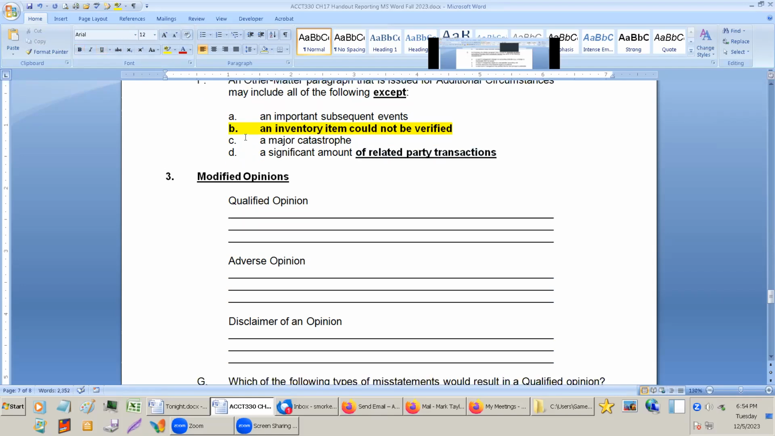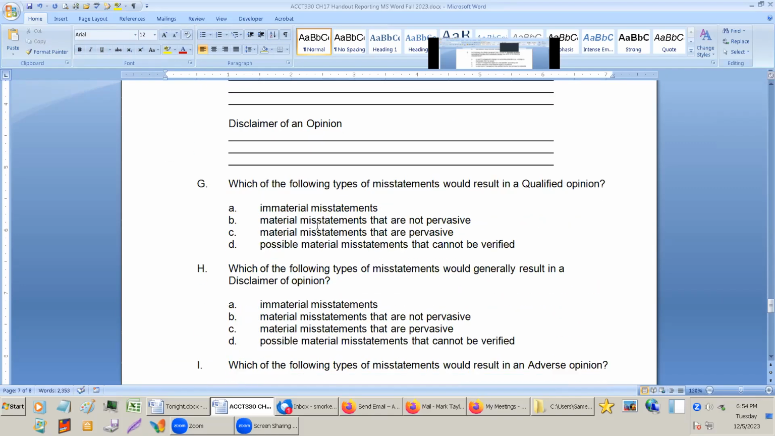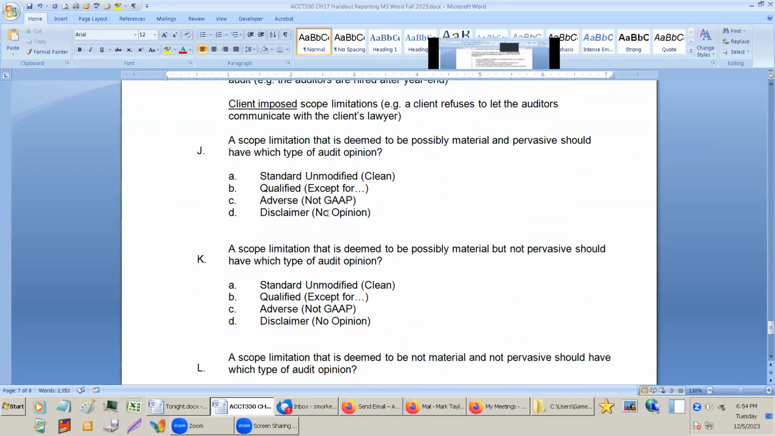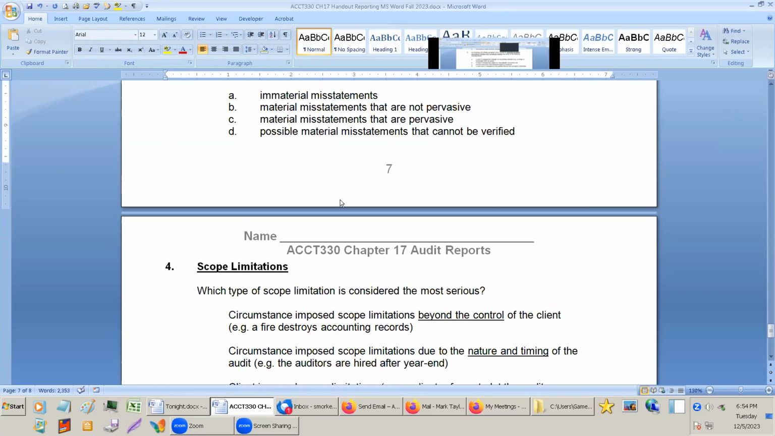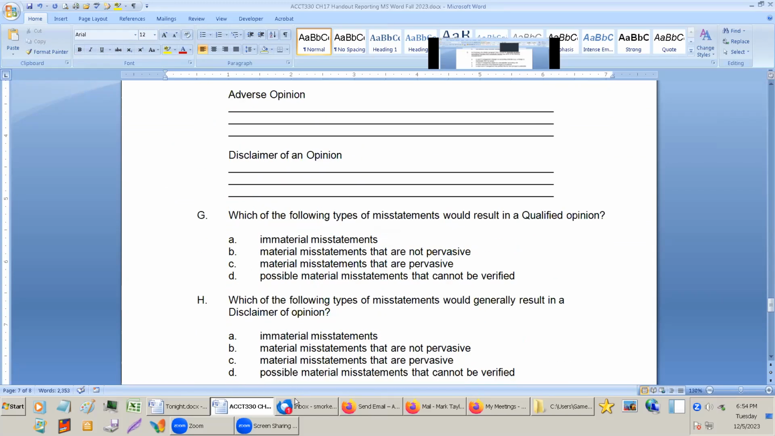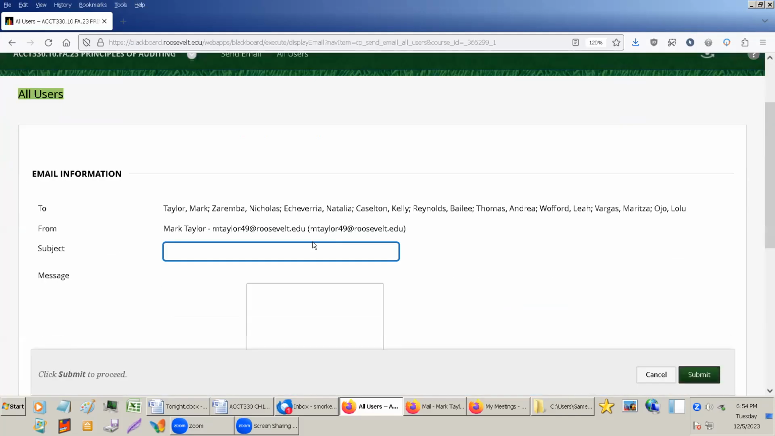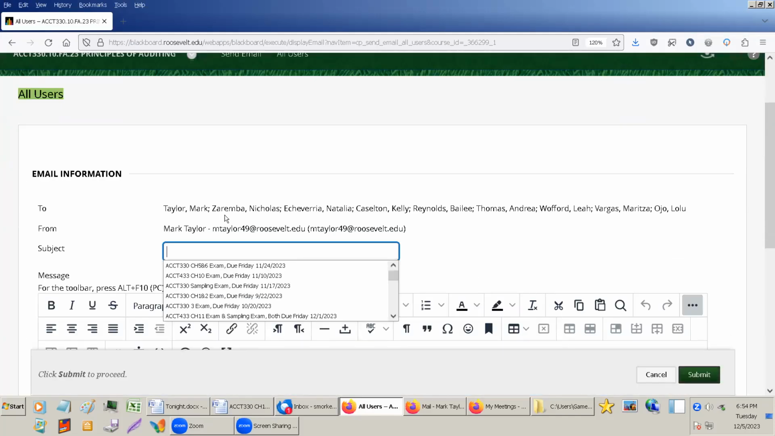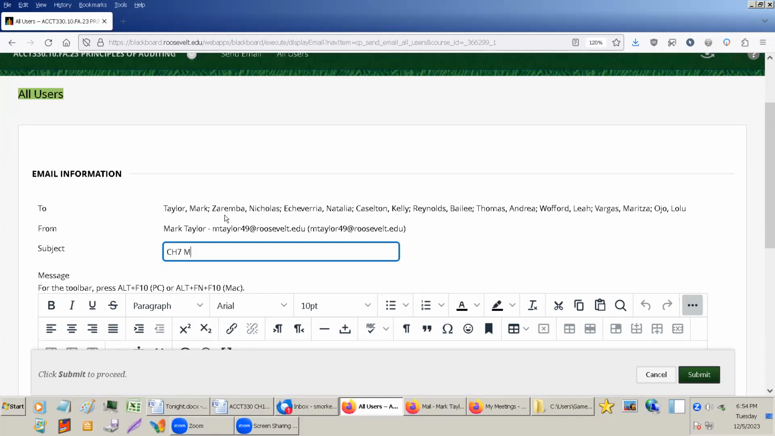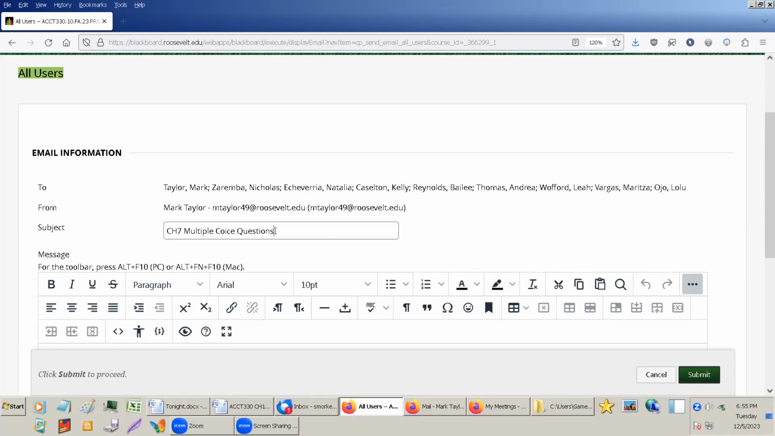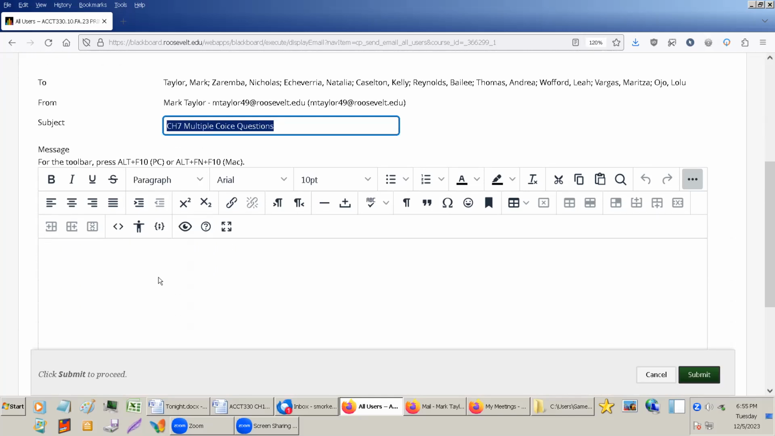Okay, let's stop here, and I'm going to send out the chapter 7 multiple choice questions. So you can go ahead and take a break, and I will have these coming out momentarily.